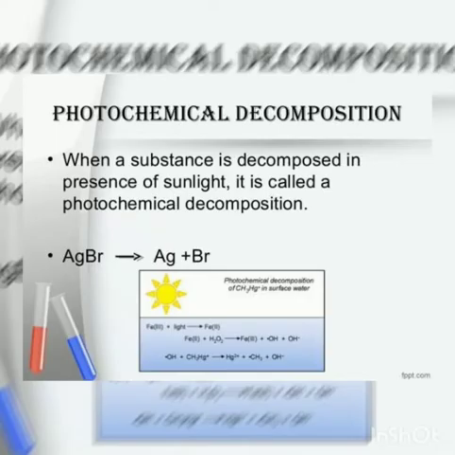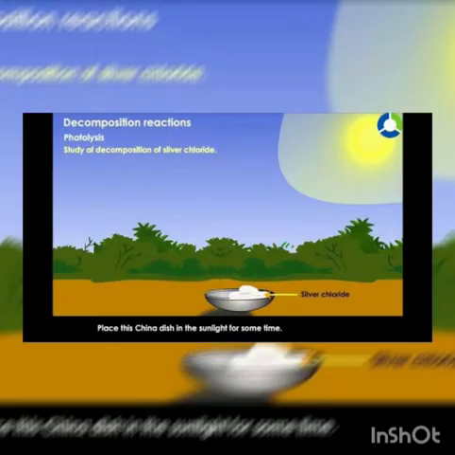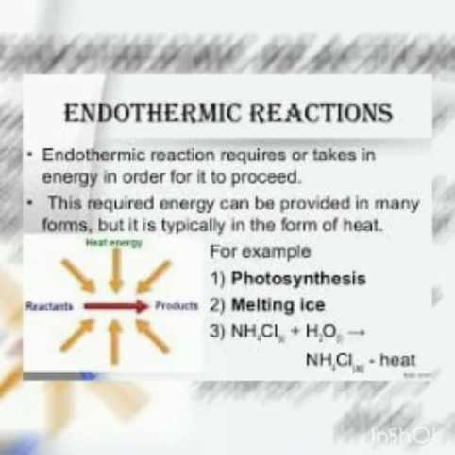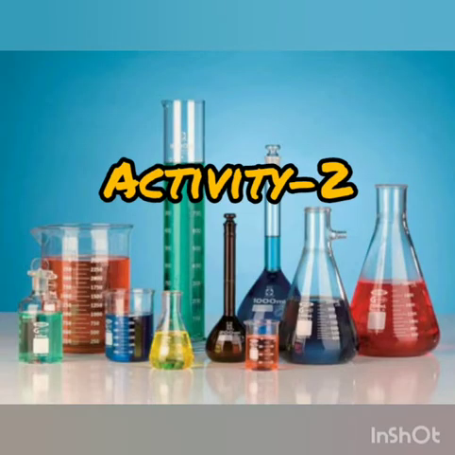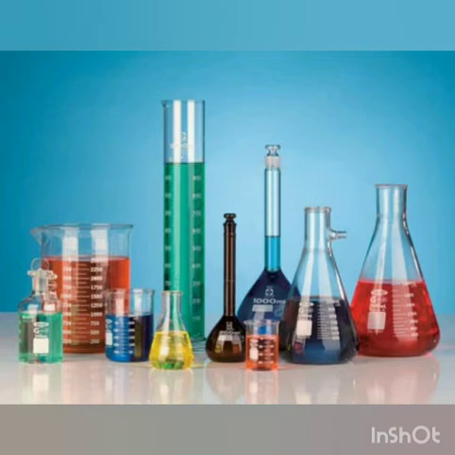AgBr gives out Ag plus Br. It means when any substance decomposes in the presence of sunlight, it is called photochemical decomposition reaction, as you can see on your screen. So in these reactions, heat or energy is absorbed. So these reactions are known as endothermic reactions. Let's understand this equation with the help of an activity.